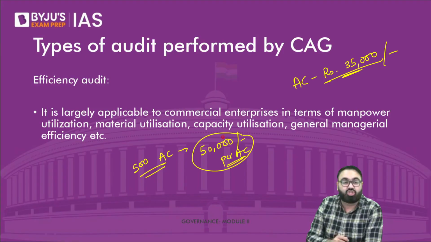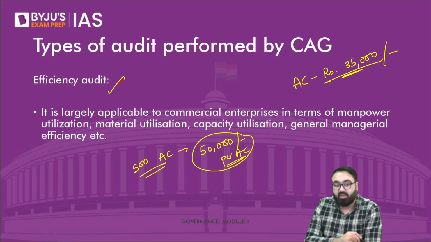So the government was not efficient enough. Government did not show efficiency. Government did not utilize the money properly.